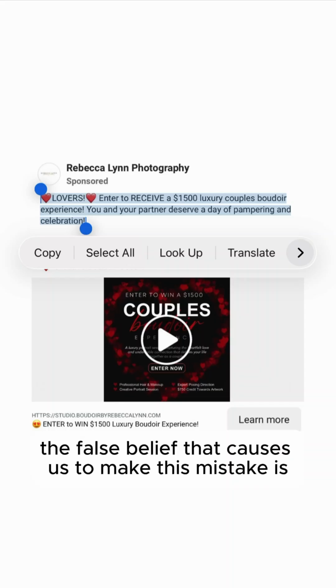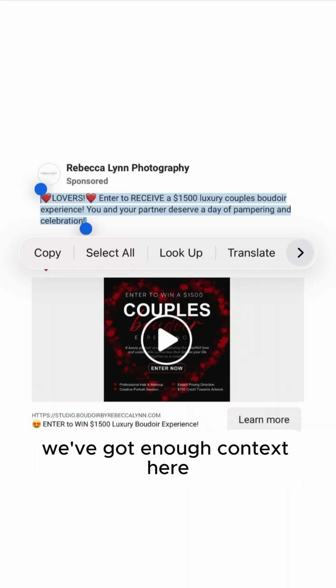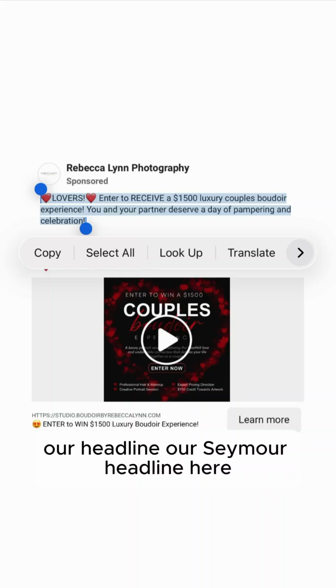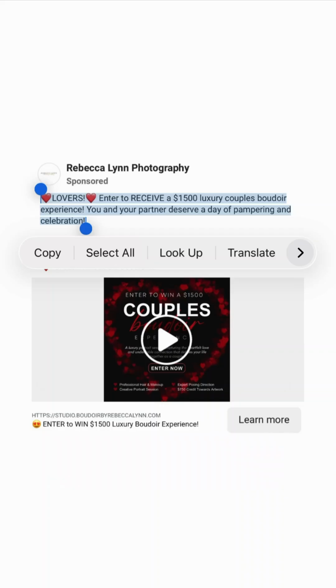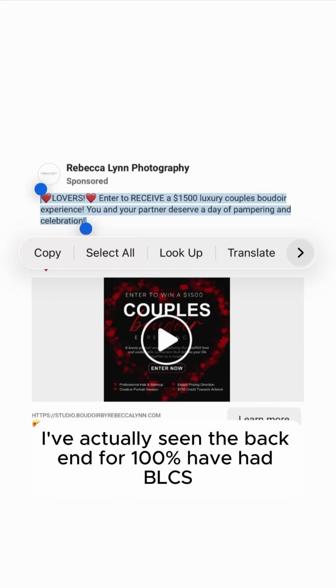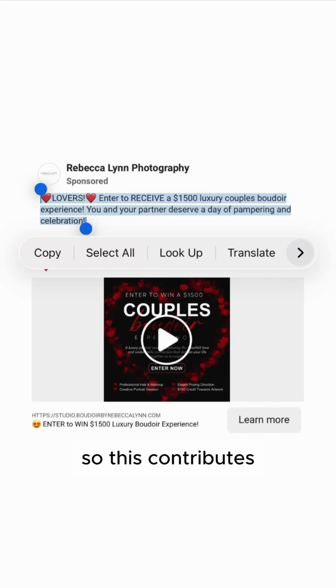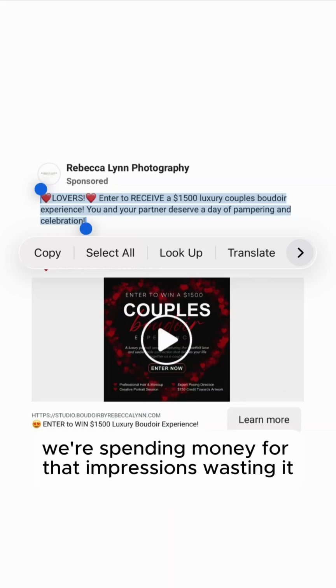The false belief that causes us to make this mistake is we believe that we've got enough context here to actually bring in more buyers, bring in more of who we want to bring in. And our see more headline here looks kind of like what other boudoir photographers are doing, so it's probably good enough. But every other boudoir Facebook ad I've actually seen the back end for, 100% have had BLCS, boudoir low click syndrome, because everyone's making the same mistakes. So this contributes more women scrolling by our boudoir Facebook ad than necessary. We're spending money for those impressions, wasting it.